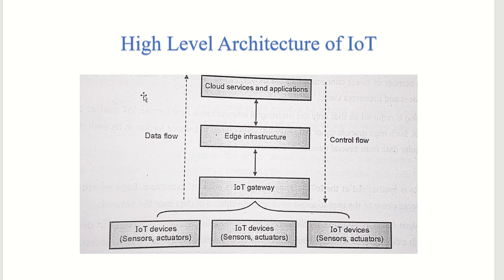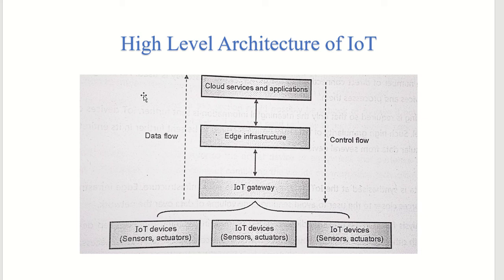So just see this block diagram over here, which shows you two-way arrows. One way is for the flow of data, another way is for the flow of control. First come the cloud services and applications. It connects with the edge infrastructure, then it connects with the IoT gateway, and then the IoT gateway distributes it to your IoT devices.